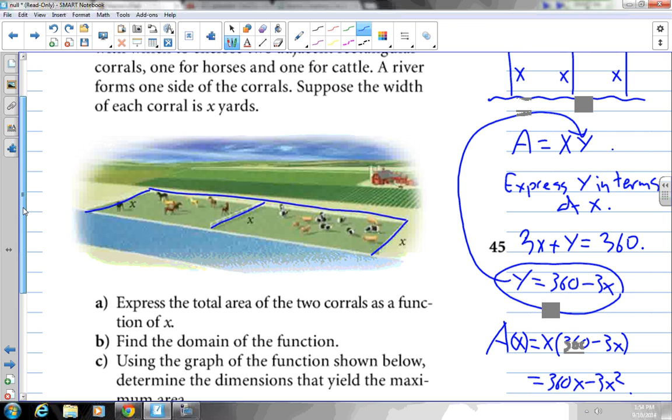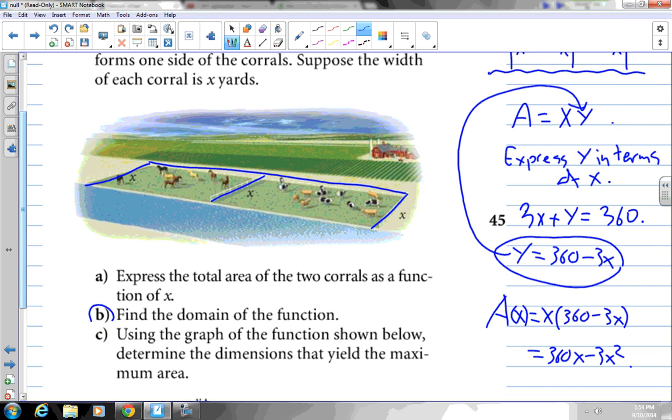Does that make sense how we did that part? Now part B is actually going to be very tricky. If I just give you that function without the cow story, just 360x minus 3x squared, what is the domain of that function? All real numbers. But now we have to think about the domain of this function in the context of this problem.